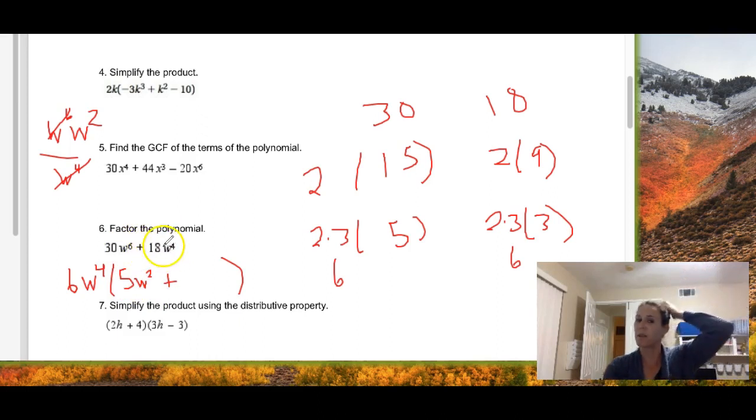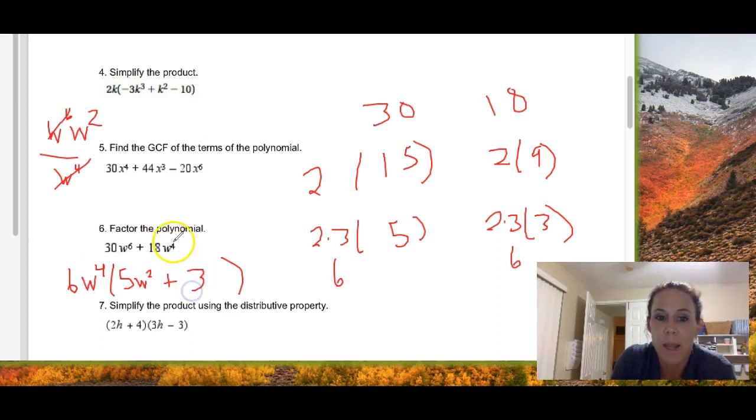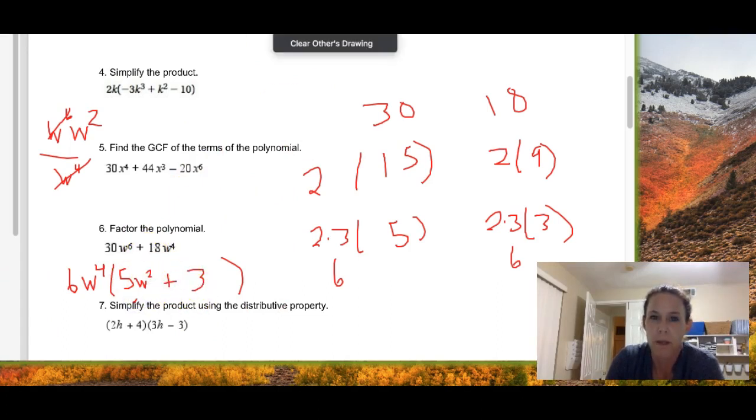and then pull a 6 out of 18. When I pull a 6 out of 18, 18 divided by 6 leaves me with 3. And then when I pull w to the 4th out, w to the 4th divided by w to the 4th is just 1. And 1 times 3 is 3. I don't need to write it. So here is my factored form. I factored out the greatest common factor. All right. Looking at this, does this factor anymore? No, that doesn't factor anymore.